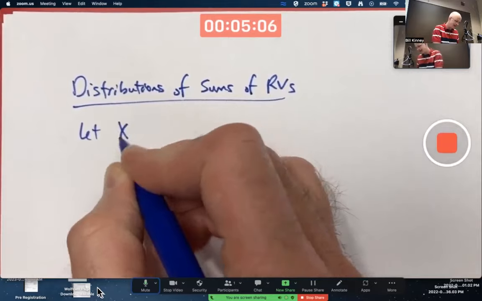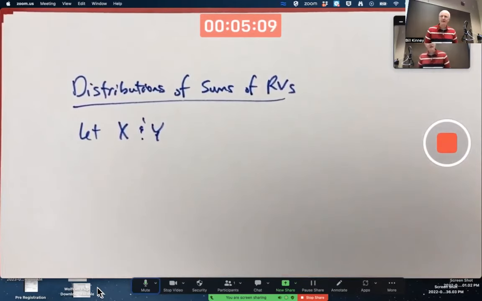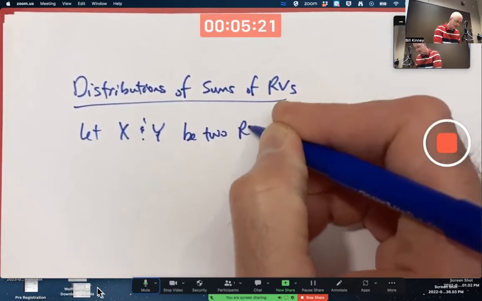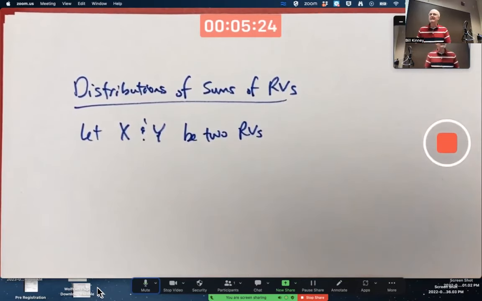Let x and y be two random variables. Are they discrete? Are they continuous? Are they mixed? I'm not saying at the moment. Saying that these are random variables, as always, means they have distributions. If they're discrete, they have probability mass functions, PMFs. If they're continuous, they have probability density functions, PDFs. What if they're mixed? Can you mix? Yes, I mentioned that before. There are mixed random variables that are somehow both discrete and continuous. We never really delved into that because it's kind of hard.